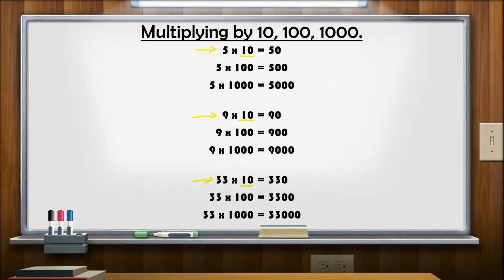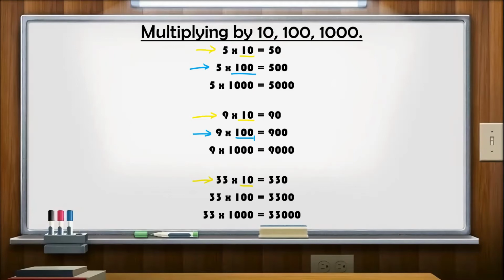Does the same apply for multiplying with 100? So as you can see, when I multiply any number with 100, the number being multiplied has 2 zeros on the end of it. This means that my number is getting 100 times bigger. So in this case of 5 times 100, the number 5 is becoming 100 times bigger, so it equals 500. In the case of 9 times 100, the number 9 is becoming 100 times bigger, so it becomes 900.